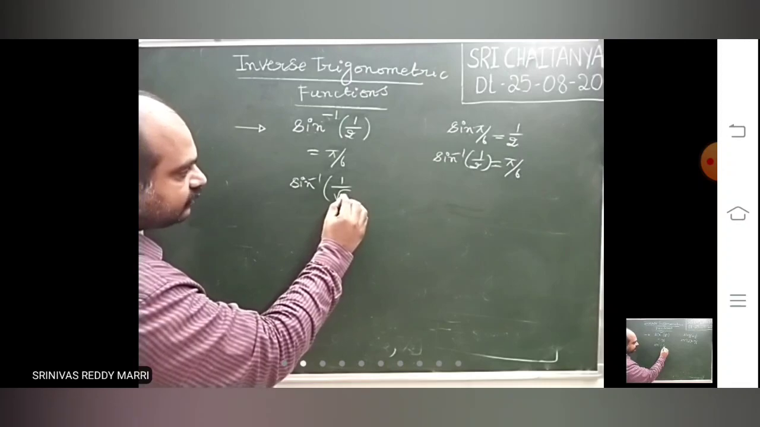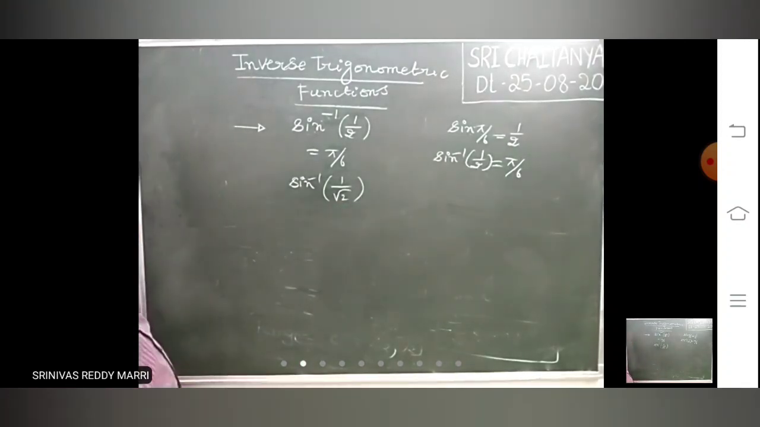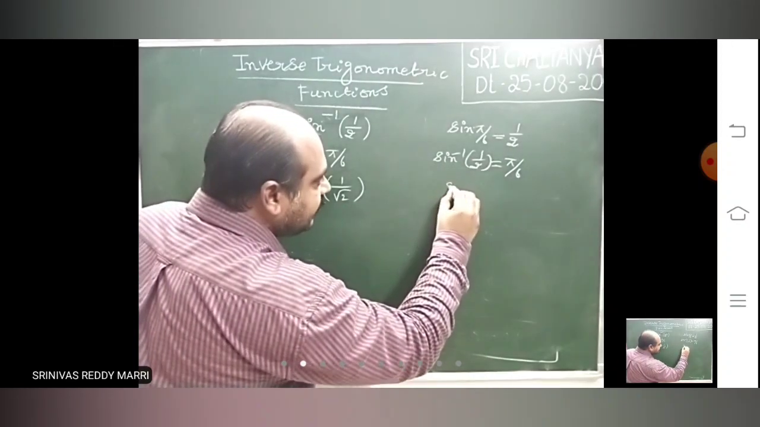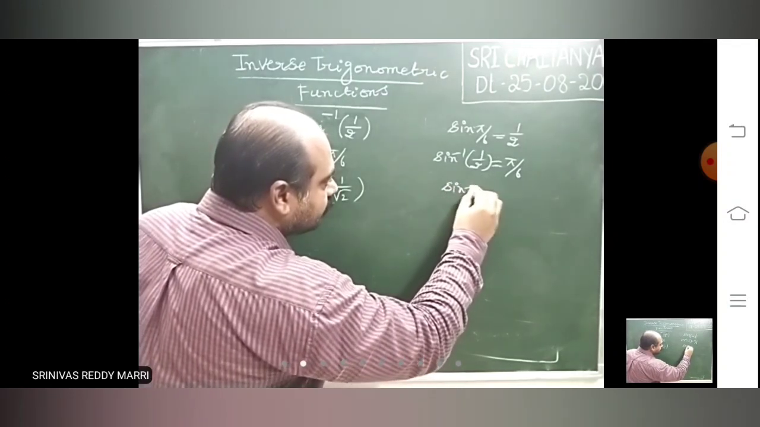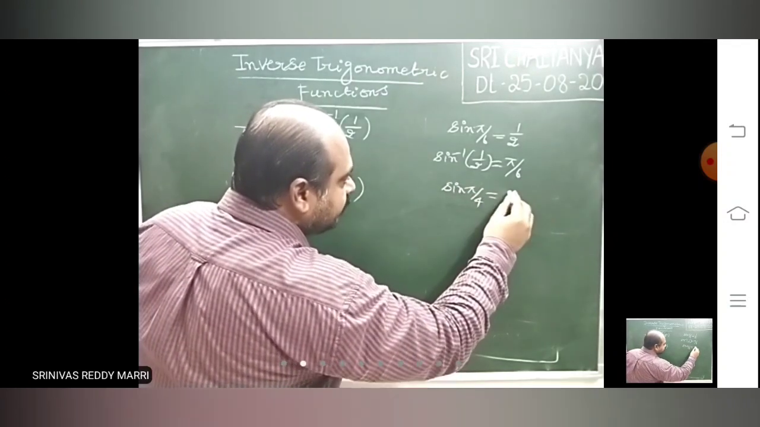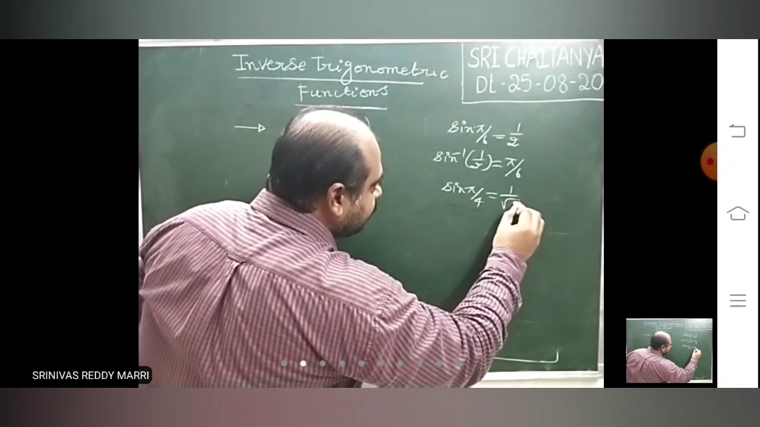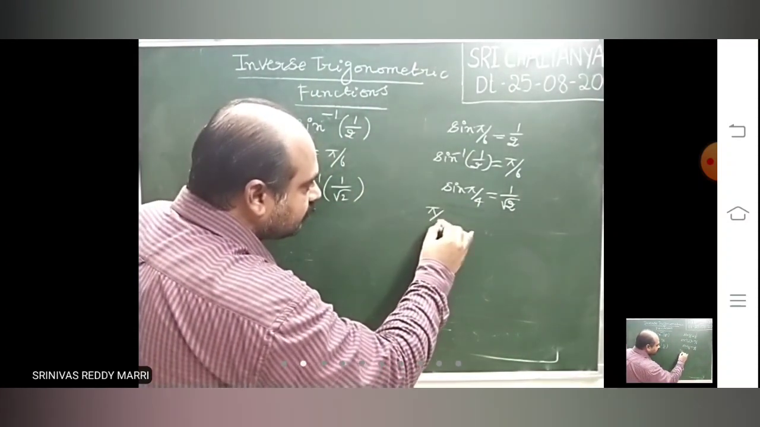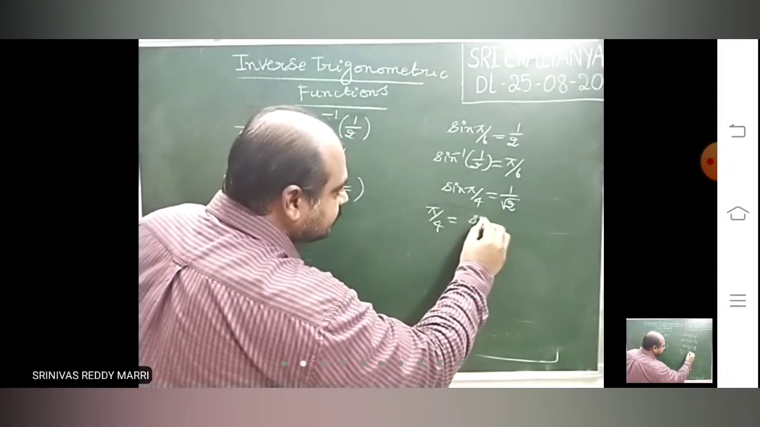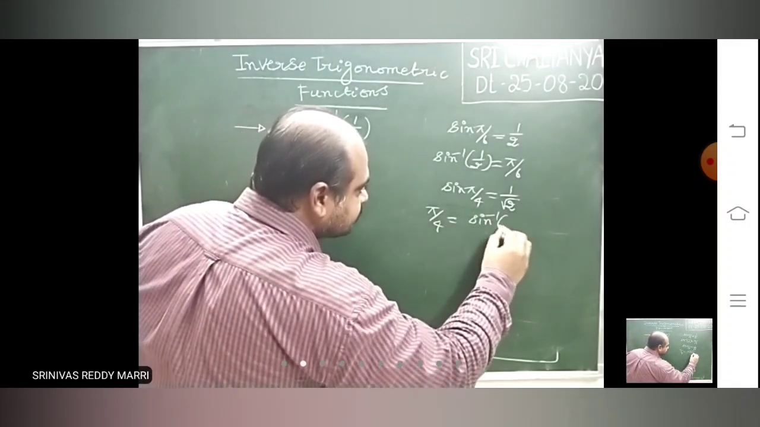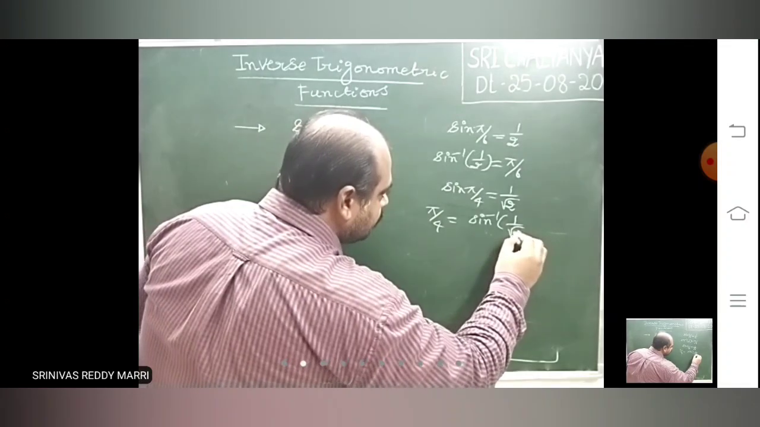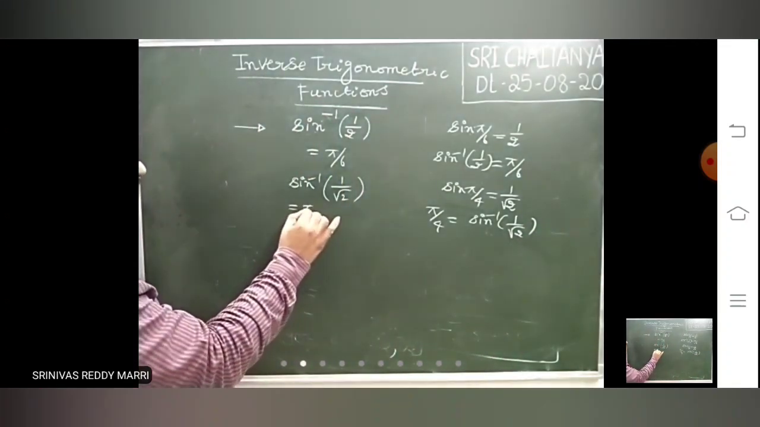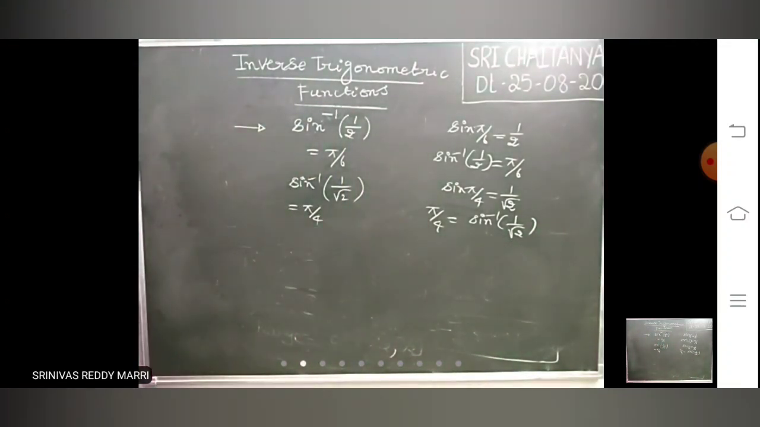Suppose sine inverse 1 by root 2. You know that the sine pi by 4 value is 1 by root 2. Therefore, pi by 4 is nothing but sine inverse 1 by root 2. Like that, this is nothing but pi by 4.